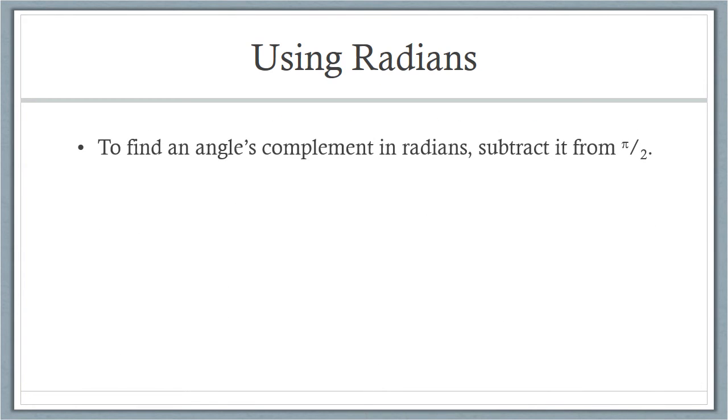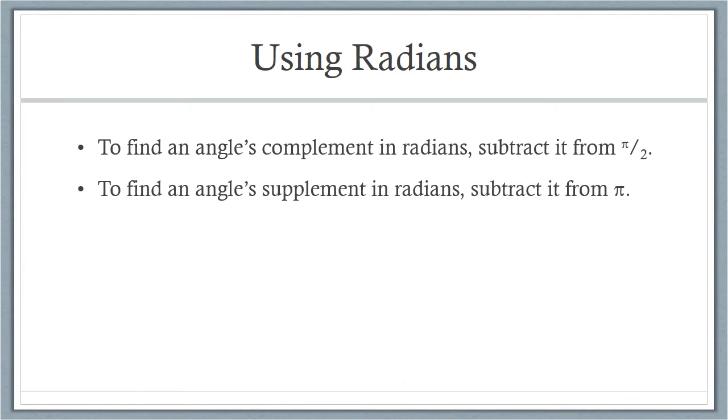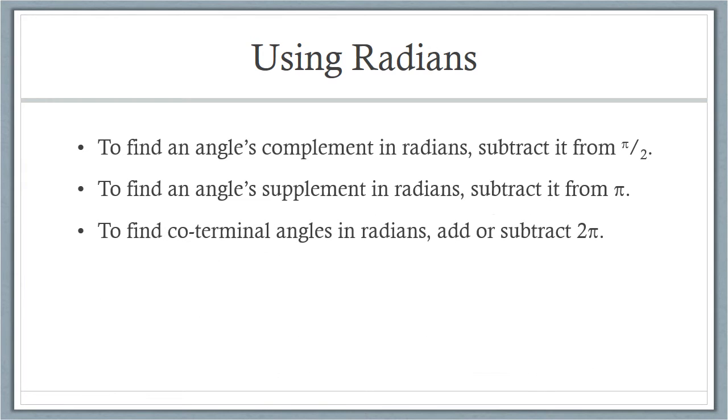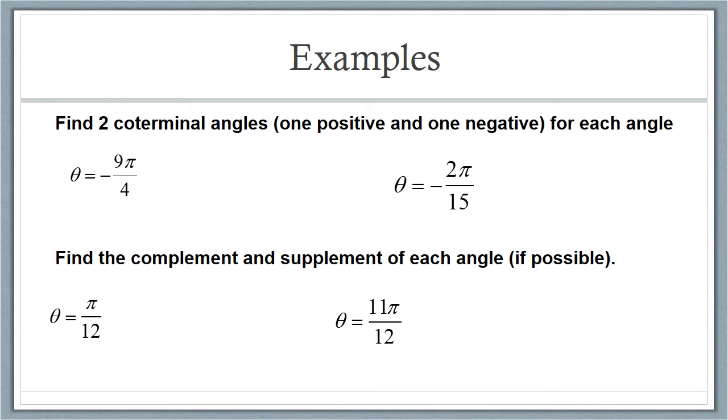To find an angle's complement in radians, we subtract it from pi over 2, which is the equivalent of 90 degrees. To find its supplement, we subtract it from pi. Coterminal angles, remember for degrees we add or subtract 360. For radians, we add and subtract 2 pi. Honestly, the sooner you get these equivalences in your head, the easier it's going to be. 360 is 2 pi, 180 is pi, 90 is pi over 2. Try these out, pause the recording, and resume to check your answer.